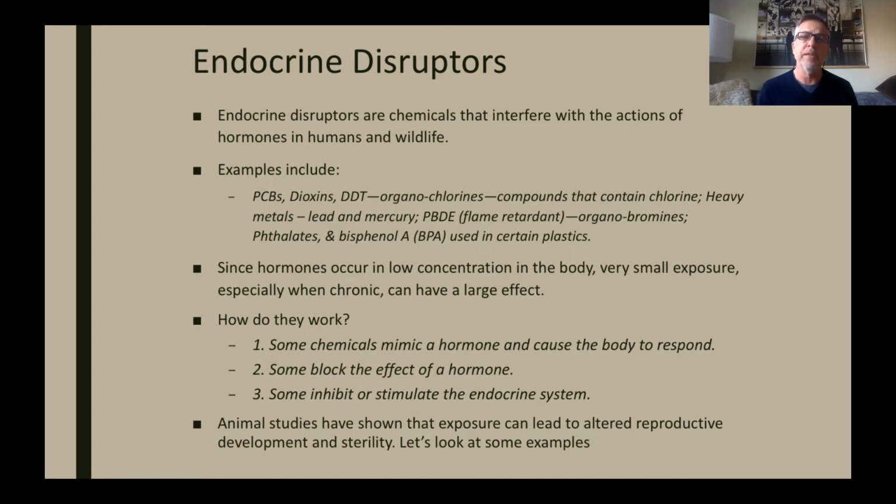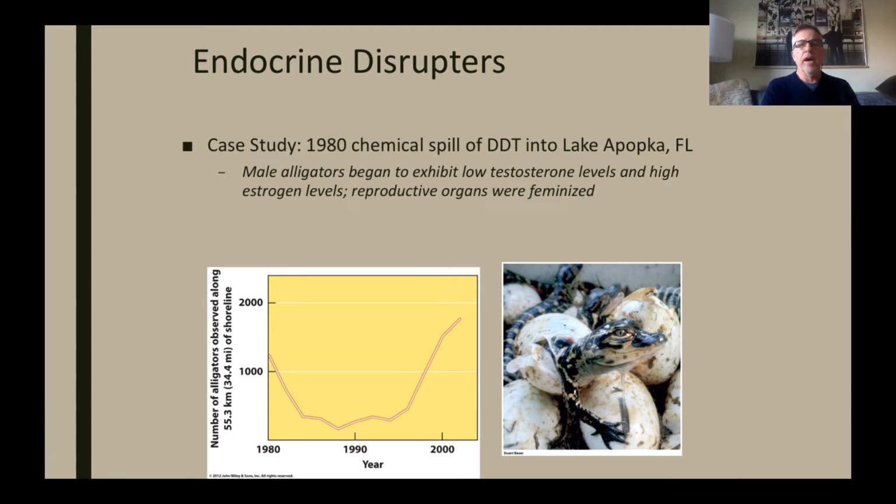So let's look at some examples from the real world where endocrine disruptors had an effect. The first one was a spill into Lake Apopka, Florida of DDT in 1980. And as you can see here, the population of alligators plummeted in Lake Apopka for about 15 years or so. And what happened was male alligators had low levels of testosterone from the exposure to DDT. They had high estrogen levels. Their reproductive organs were feminized, and they were unable to reproduce as effectively. And that resulted in a decrease in the population of alligators. Now, you may say, so what?